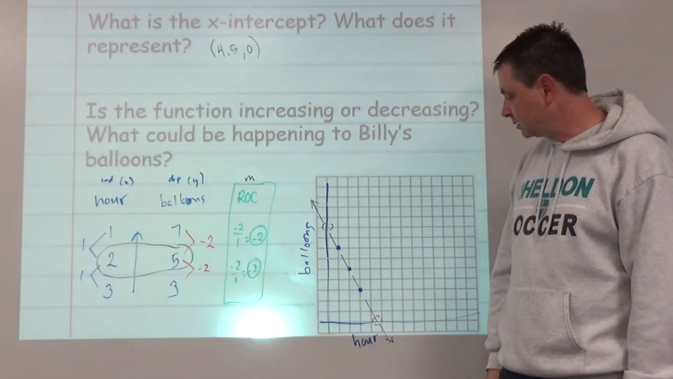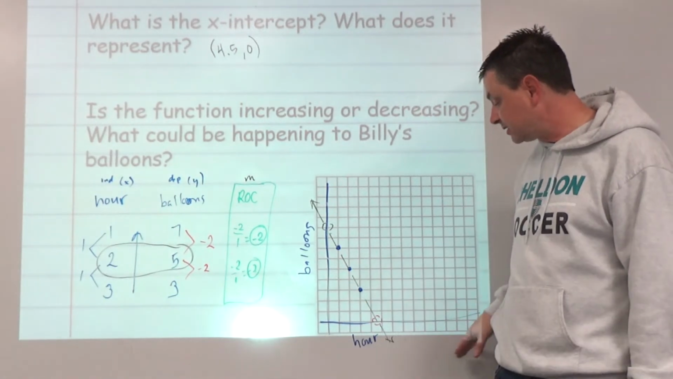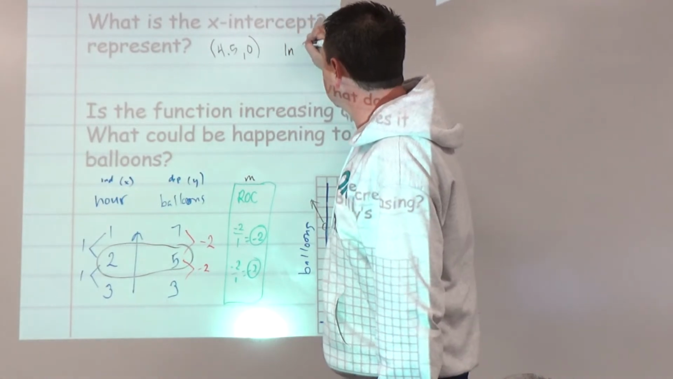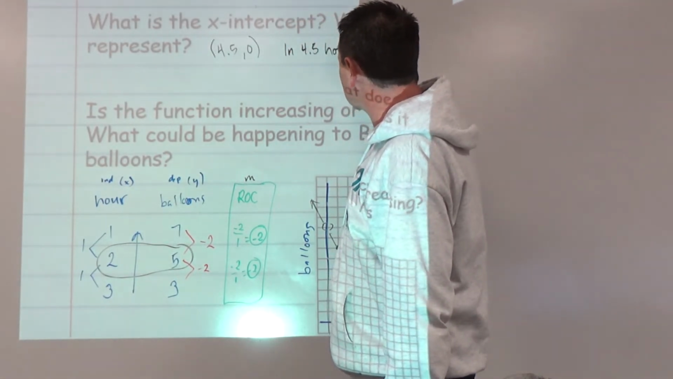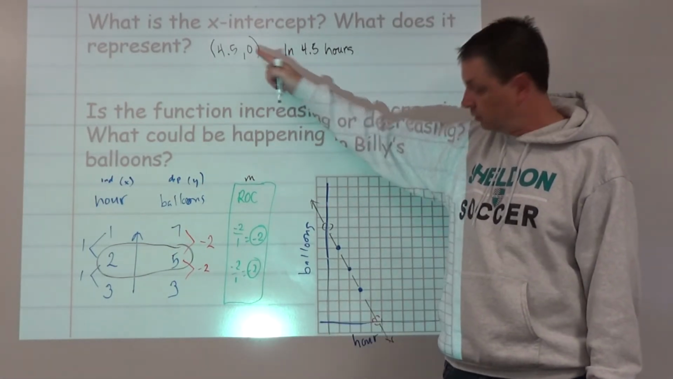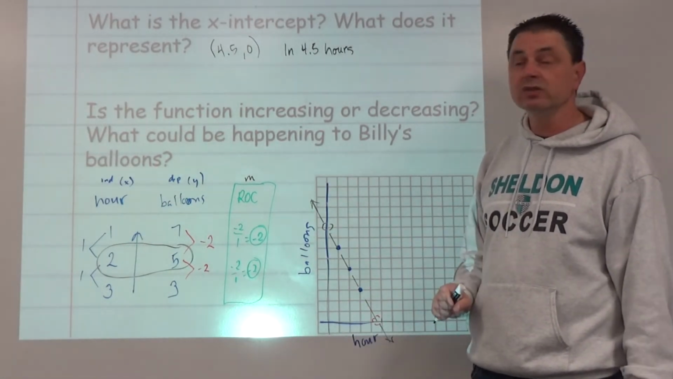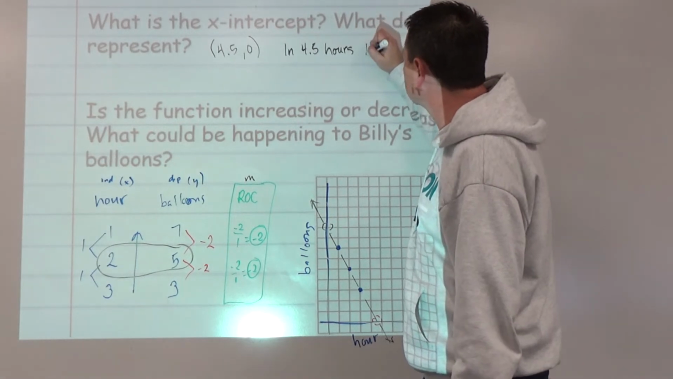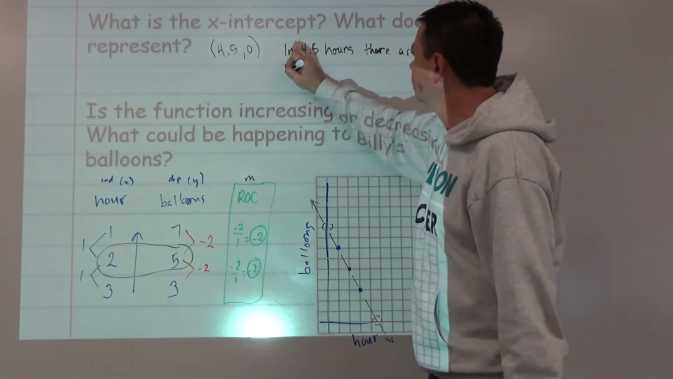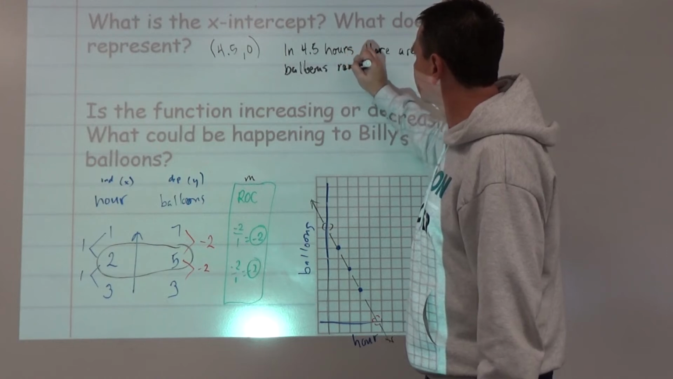What does it represent? All right, well the 4.5, we're referring to which axis? The x-axis. What are we measuring? Hours. So we could say in 4.5 hours, what's happening? Well, there are 0. What's on this axis? 0 balloons left. It's 4.5 hours. There are 0 balloons remaining.